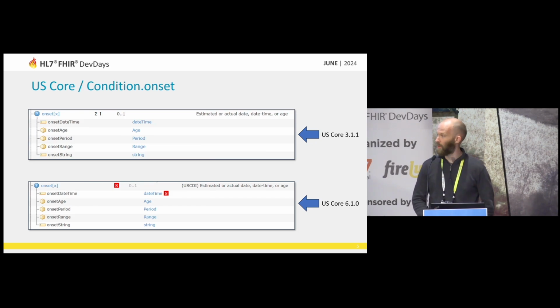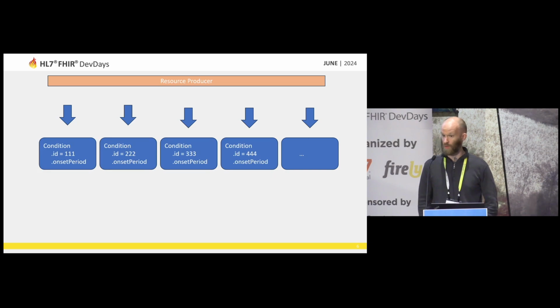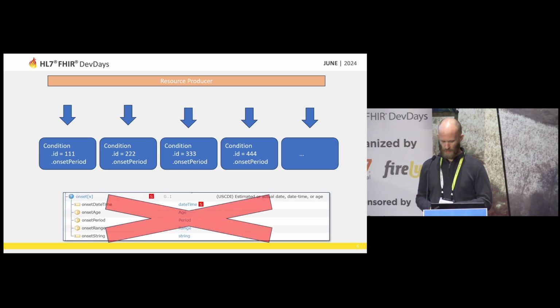For us, this was a pretty drastic change because we are a resource producer. We collect data from end users and present that as FHIR resources. The software we wrote to do that represents the onset as period. That means every instance of a condition in our server was using onset period rather than onset dateTime, which meant that we didn't meet this must support requirement.